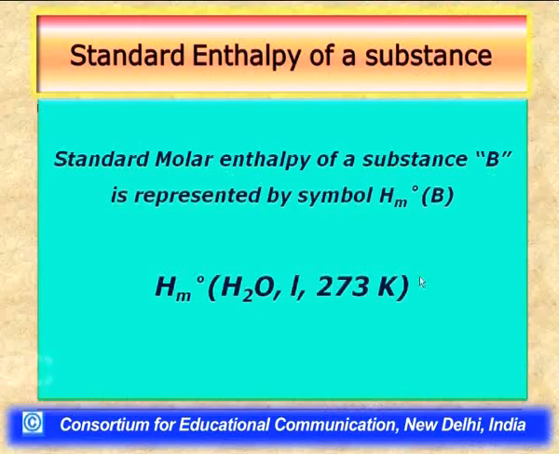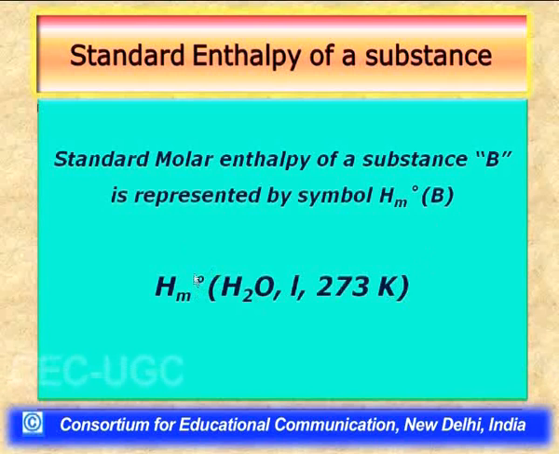If a substance is present in the standard state, then the molar enthalpy of the substance, that is the enthalpy of 1 mole of the substance under its standard state, will be known as the standard molar enthalpy of the substance, and is represented by the symbol H_m°, again in parenthesis the name of the substance, followed by the physical state of the substance and then the temperature. It is important to note here that there is no pressure specified. Why is there no pressure being specified?